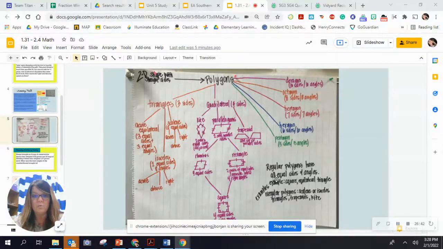When you see the words regular polygon, that means that all the sides and angles are equal. So the only regular quadrilateral on this list is the square, because the square has four equal sides and four equal angles. All the other ones are still polygons, but they're not regular polygons. The only regular triangle on this list would be the acute equilateral triangle, because all the sides and all the angles are equal.